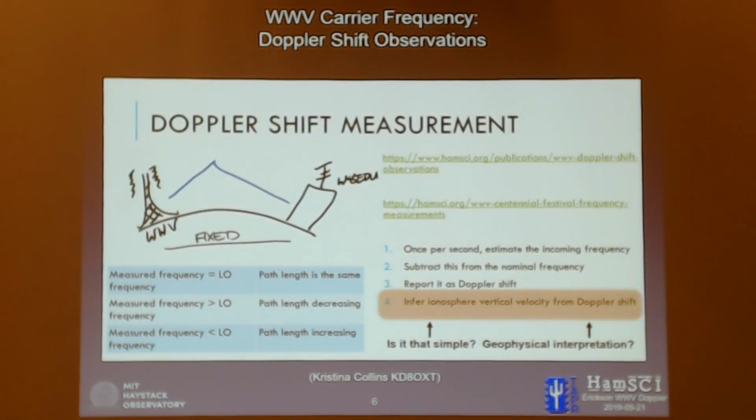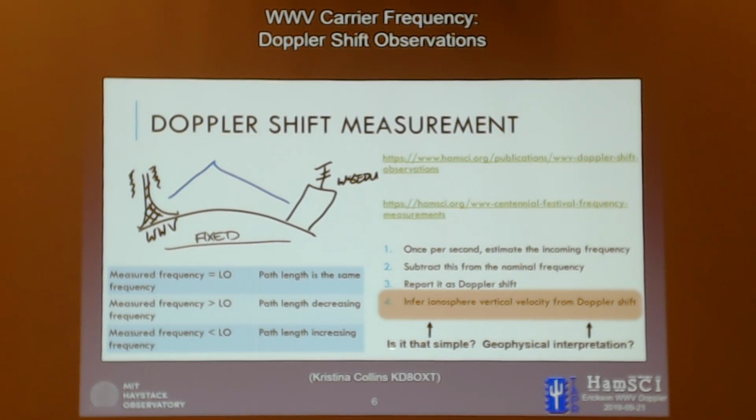So, again, thank you, Christina. I stole this from you. My point is that the simplest thing you can do is watch the carrier and see if it's not 10 megahertz. And as she mentioned yesterday, once per second, you can estimate the incoming frequency on some path which has to go up and bounce off the ionosphere. Measure it, it's 10 point whatever, subtract 10 off, and report it as a Doppler shift. And then just the magic happens and we figure out what's happening with the ionosphere. We're going to talk about that a little bit right now.